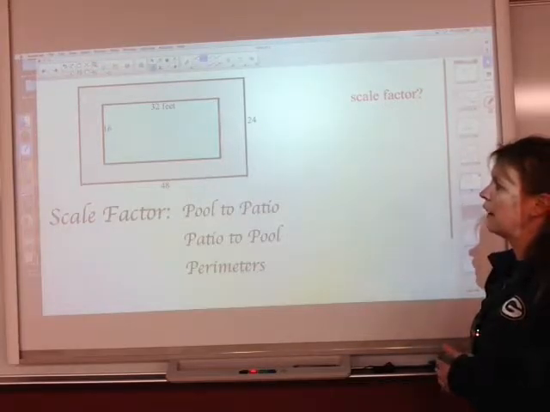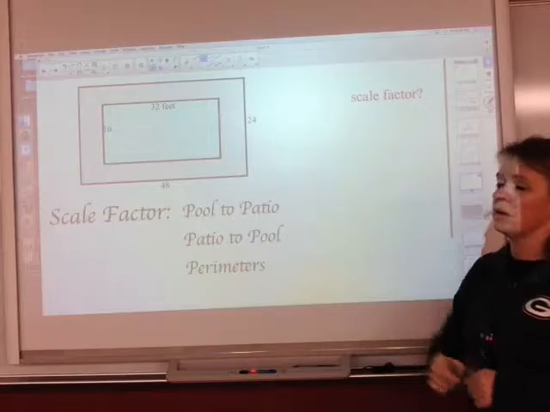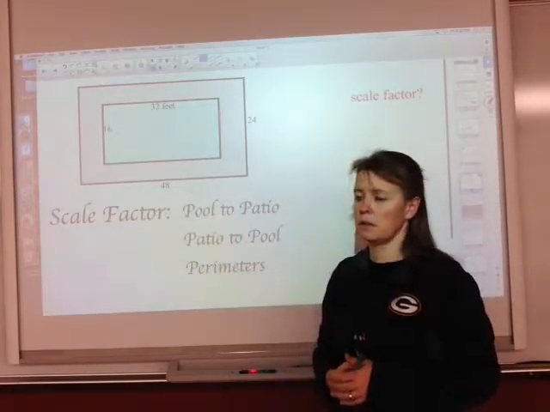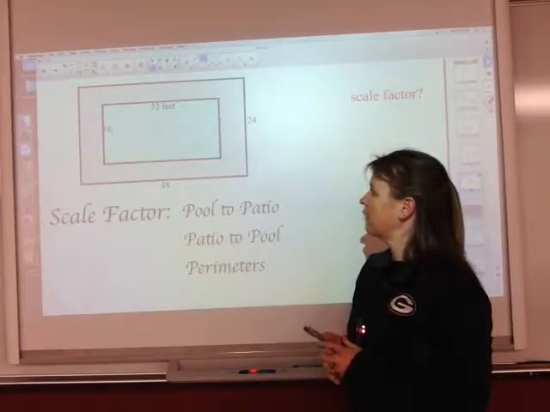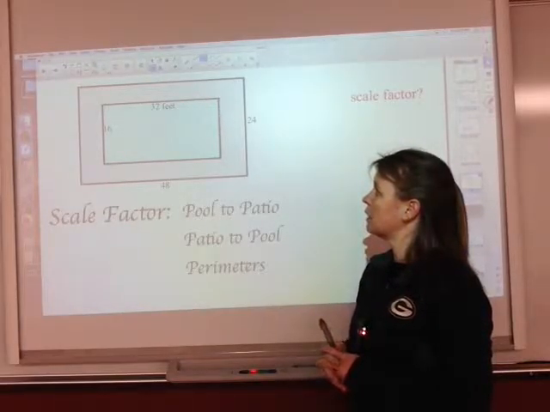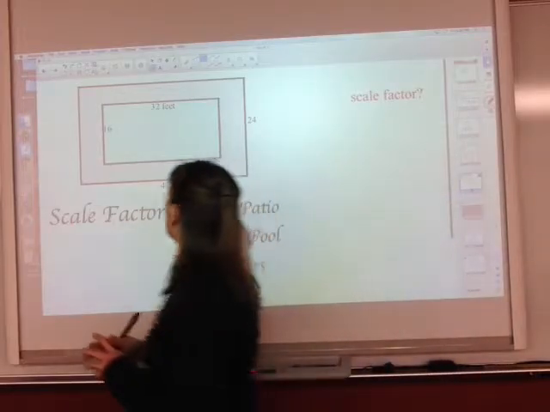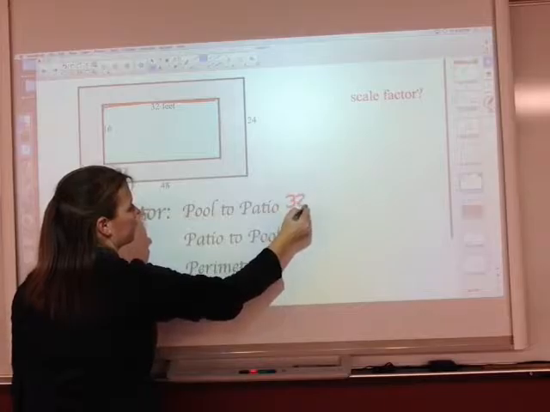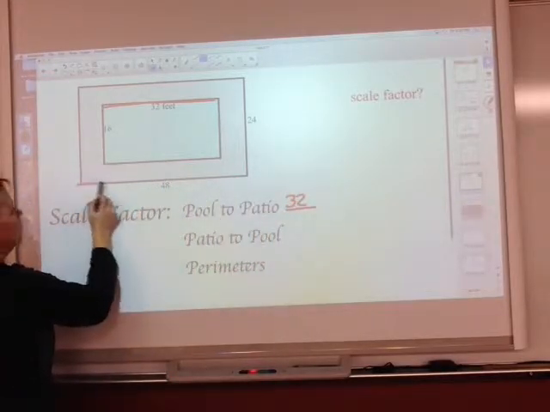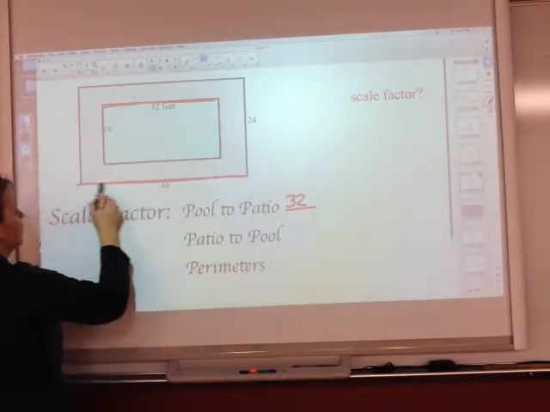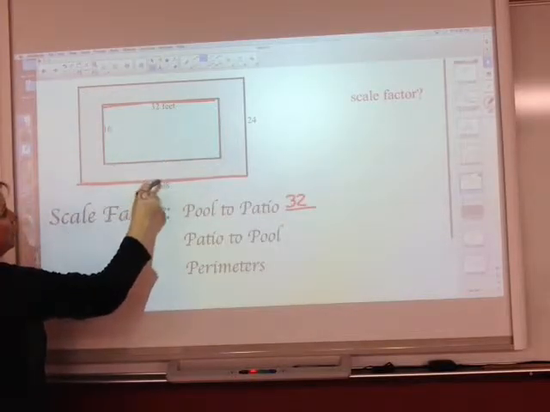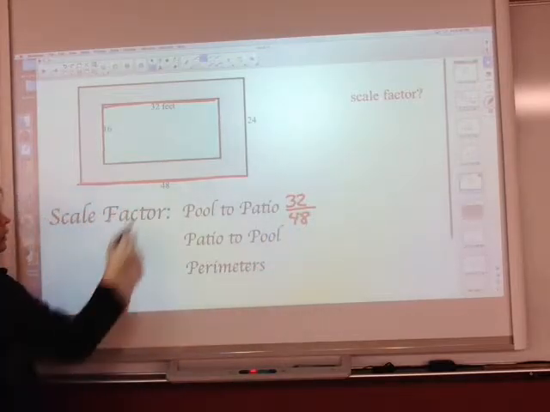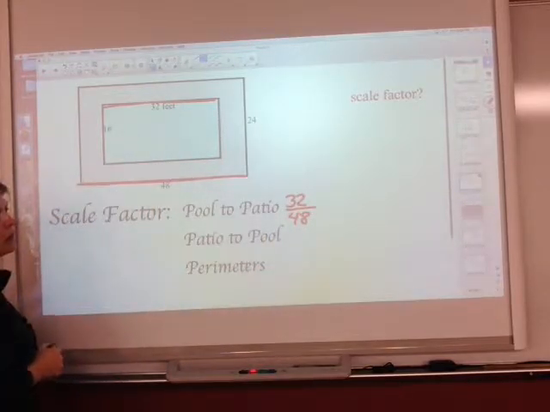Question is asking about scale factor again. Scale factor is just a reduced ratio. We've got a pool and a patio. Mine's colored, yours is not. The scale factor of the pool to the patio is the area surrounding it. The pool is 32 feet long. The patio, assuming that this is a full rectangle, is 48 feet long. That should actually have a label. They're all feet. 32 to 48.